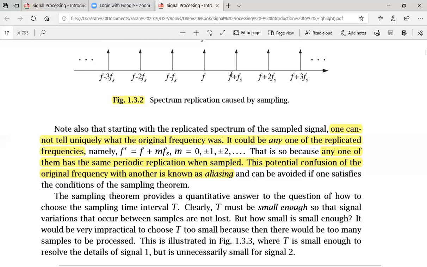It means if any of these replicated frequencies is sampled, then the sampled versions of these signals would be indistinguishable. You would not be able to realize whether I have sampled f plus fs, or f, or f minus 2fs. But keep in mind, keeping the sampling frequency the same. If you keep the sampling frequency the same and sample any of these frequencies, the sampled signals would be indistinguishable, and this is called aliasing. How it can be avoided, we will see in the next section.